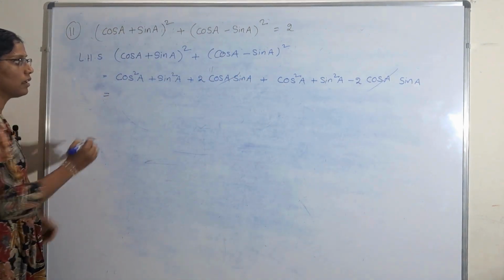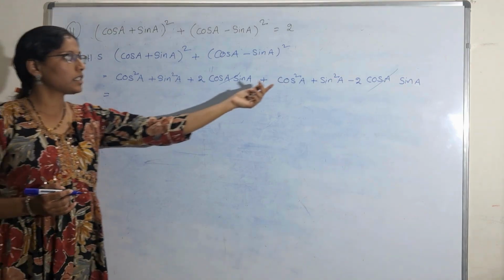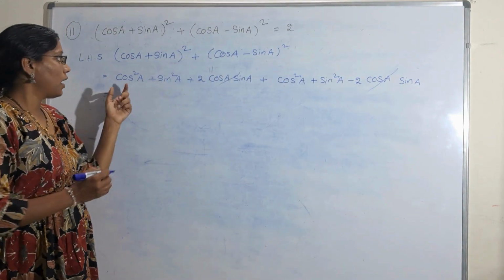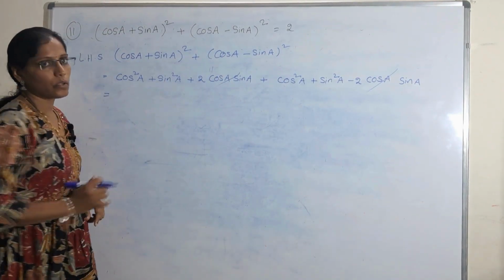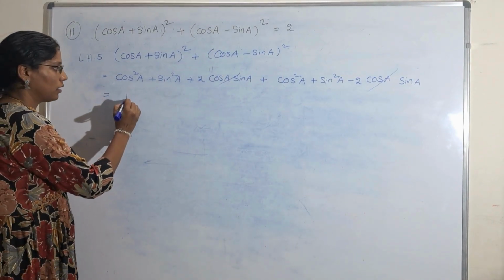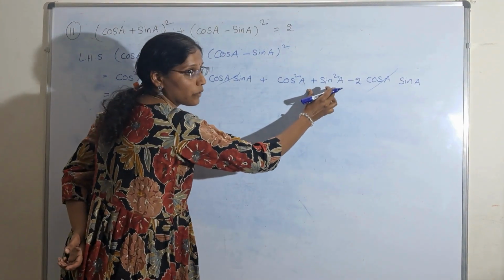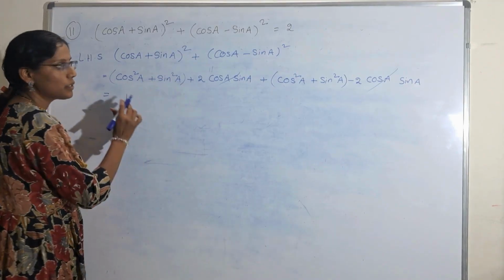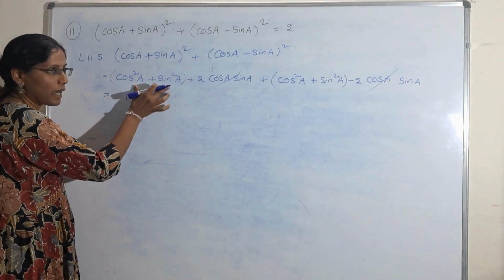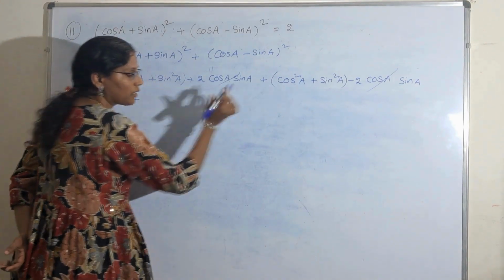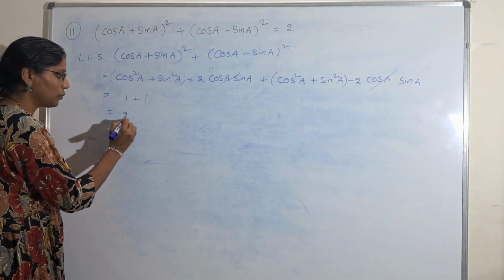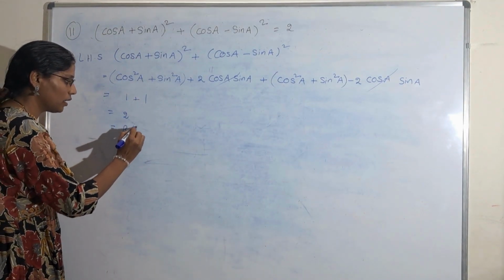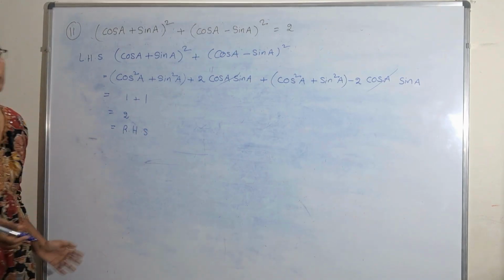Cancel. Here cos square A, cos square A, 2 times is there. And cos square A plus sin square A, formula 1. Next, here cos square A plus sin square A. Use the identity. Here this bracket value is 1 and the second bracket value is 1. Total 2. LHS is equal to RHS. Hence proved.